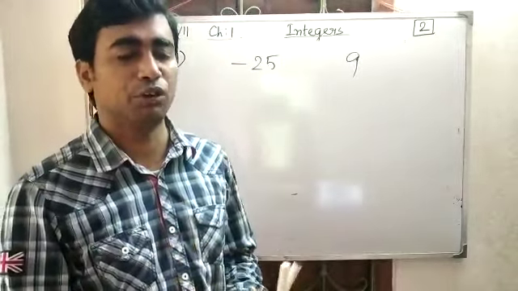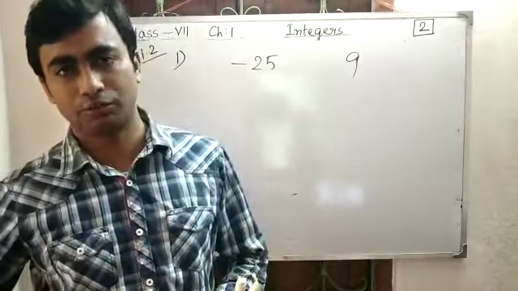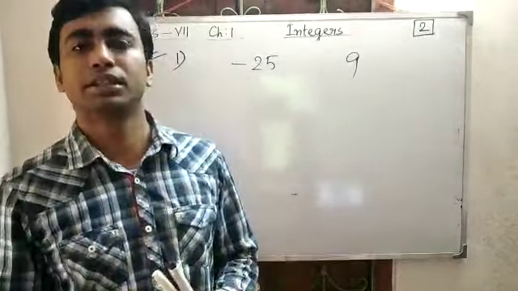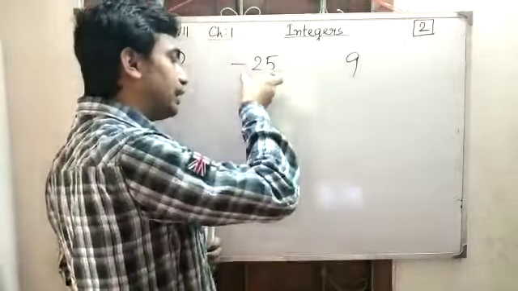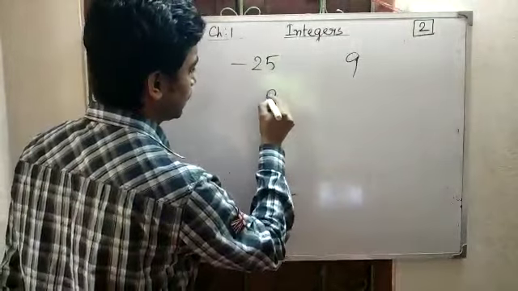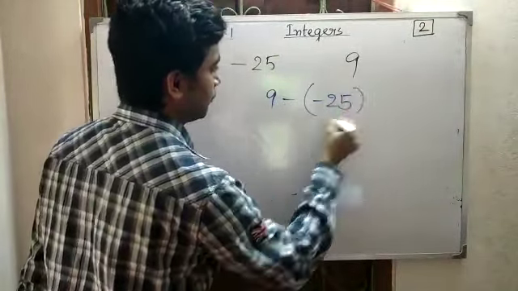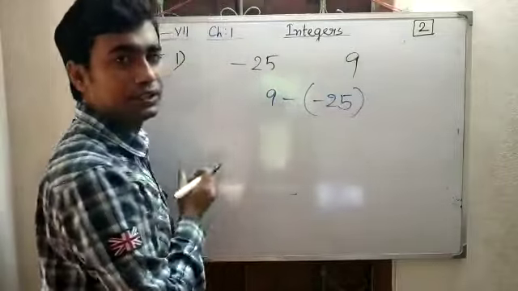It will be 2. How you have calculated? 5 minus 3, that is equal to 2. That means the final number minus the initial number. Here also, what should be added with minus 25 to get 9? How you have to write the sum? 9 minus of minus 25, because it is the initial number.